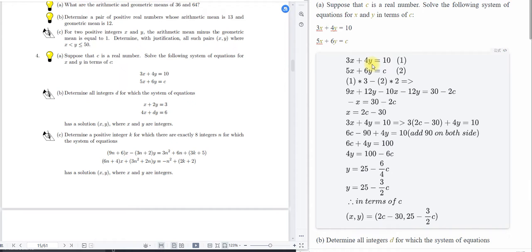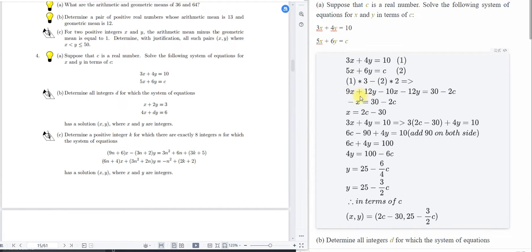So I multiply equation 1 by 3 and I multiply equation 2 by 2, because I want to get 12y minus 12y, so I can get rid of y first. So let's do that. Times equation 1 by 3.